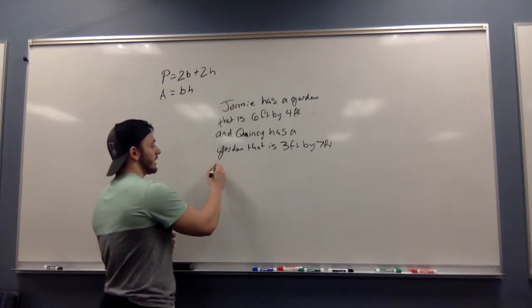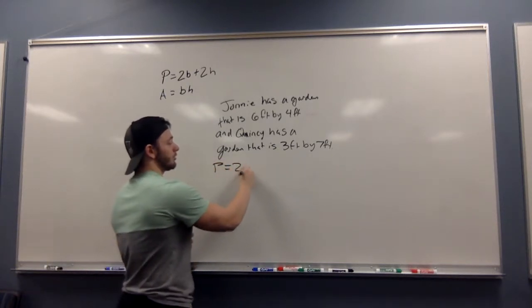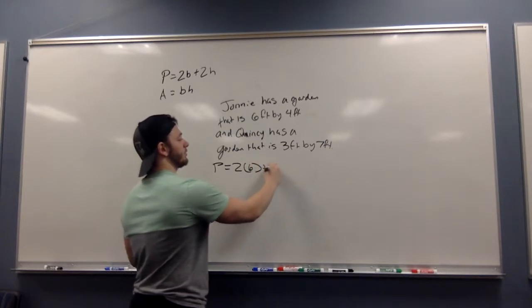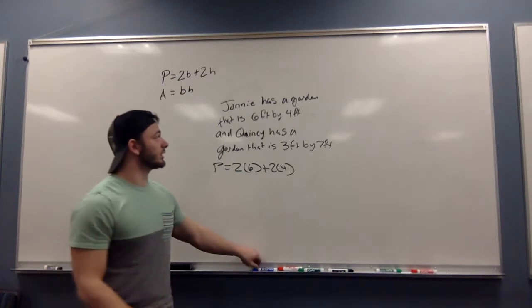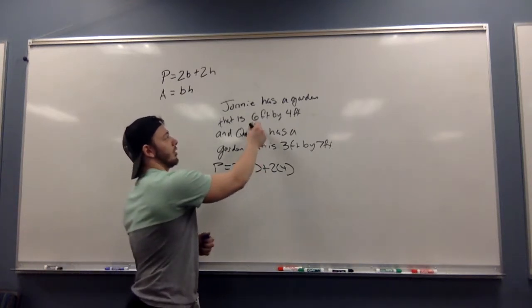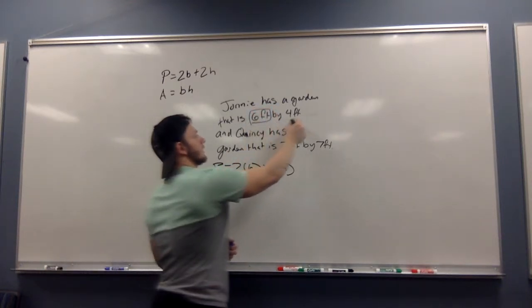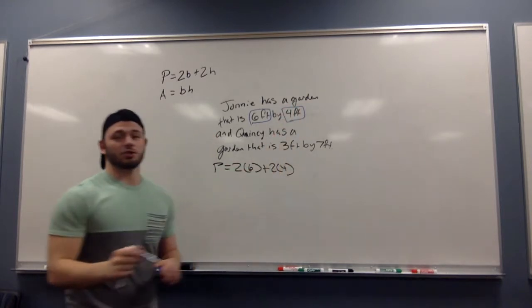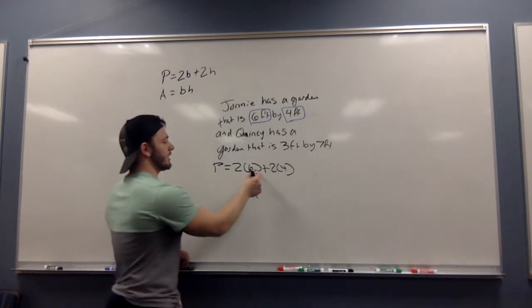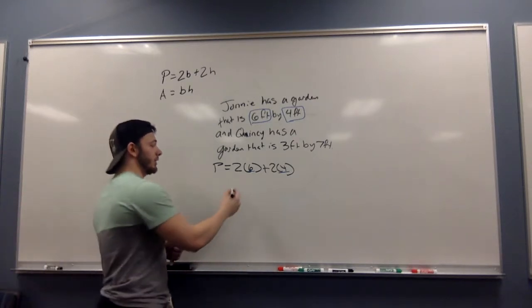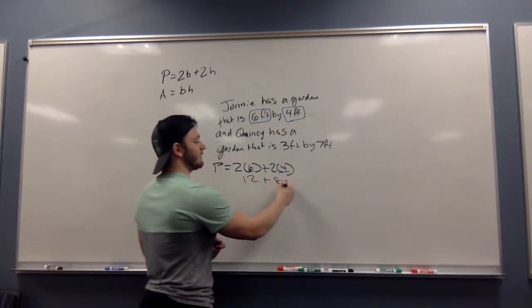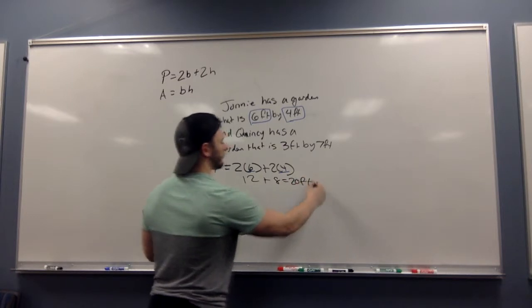So let's calculate Johnny's perimeter, which is 2 times 6 plus 2 times 4. That's because the key words in this sentence are 6 and 4, because that gives you the base and the height shown right here. So now we get 12 plus 8 equals 20 feet.